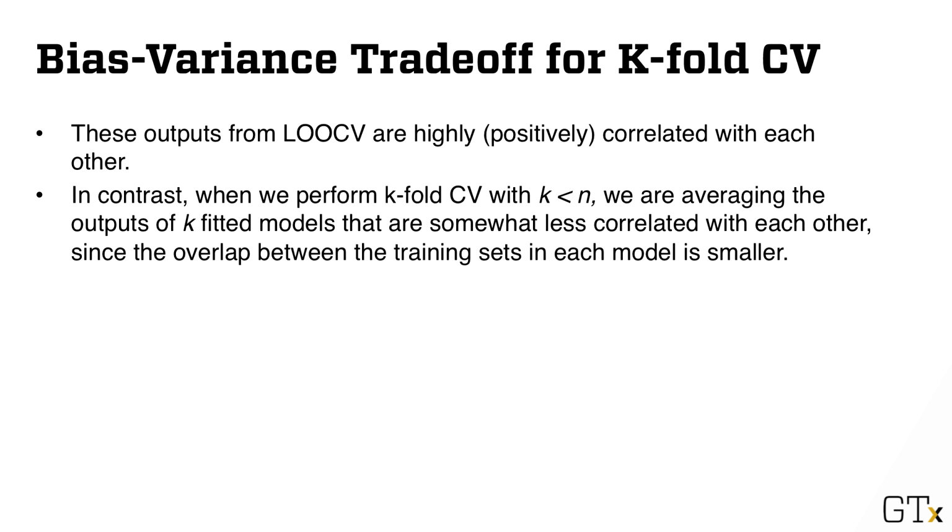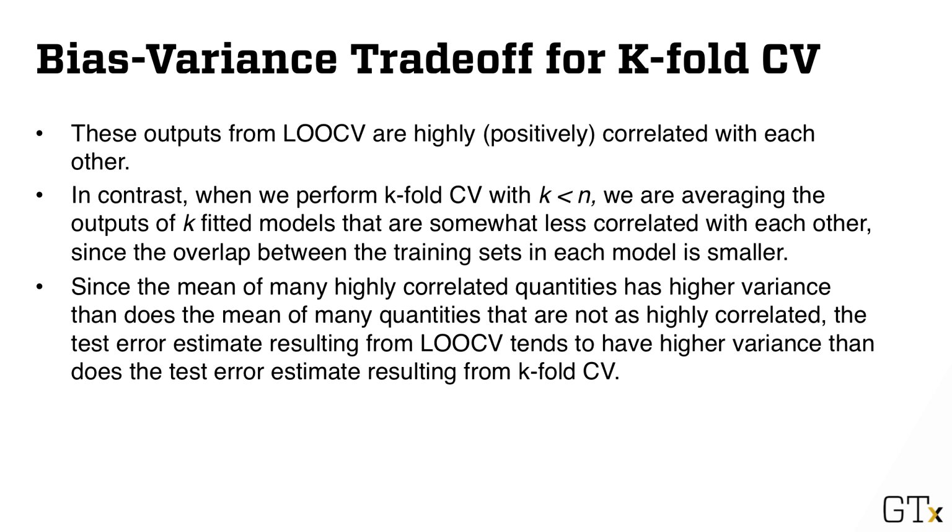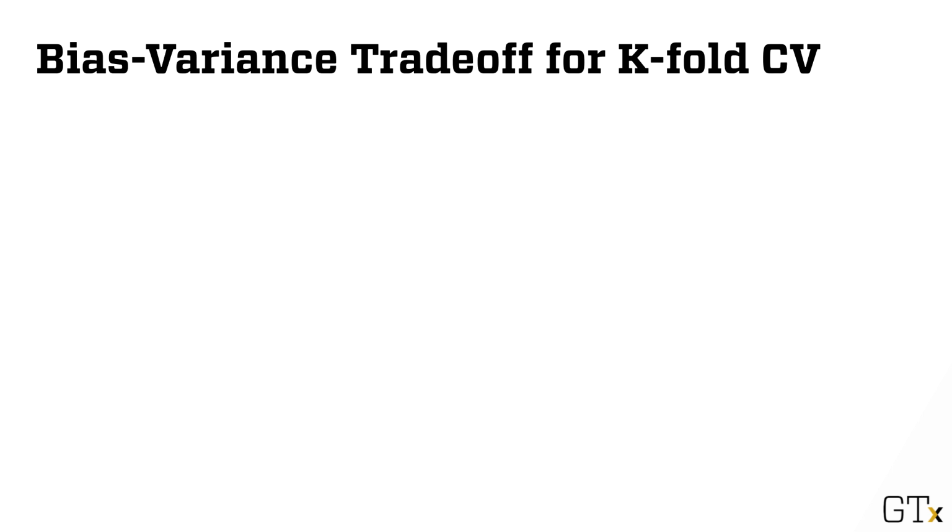In contrast, when we perform k-fold cross-validation, we are averaging the outputs of k fitted models that are somewhat less correlated with each other, since the overlap between the training sets in each model is smaller. Since the mean of highly correlated variables has higher variance than does the mean of many quantities that are not as highly correlated, the test error estimate resulting from LOOCV tends to have higher variance than does the test error estimate resulting from k-fold cross-validation.